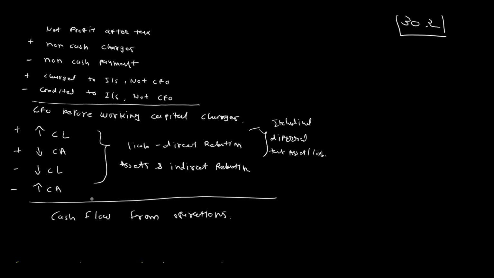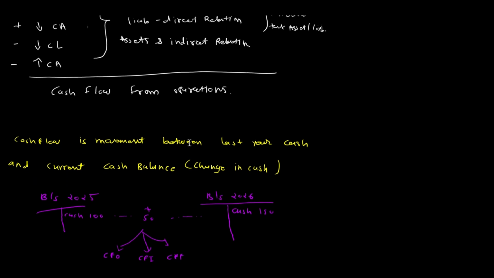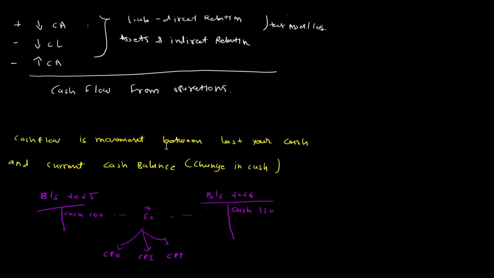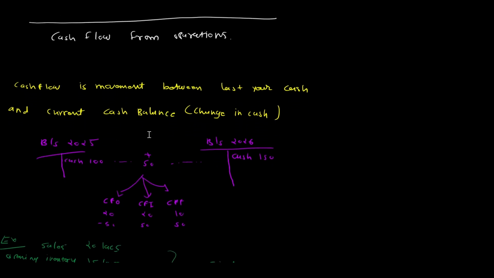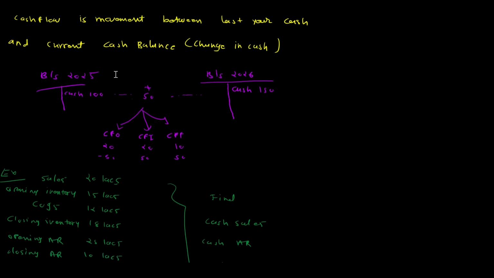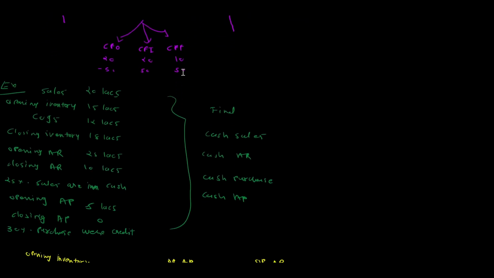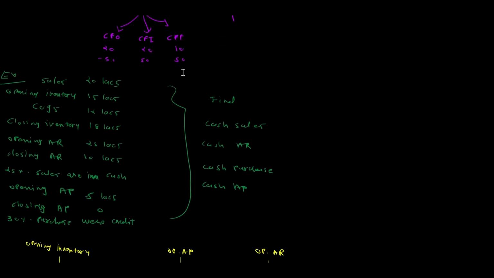This is how current assets and liabilities impact the balance sheet, and you will get the cash flow from operation from this movement. So the cash flow movement is between the last year cash and the current year cash plus the change in cash. I will explain this.